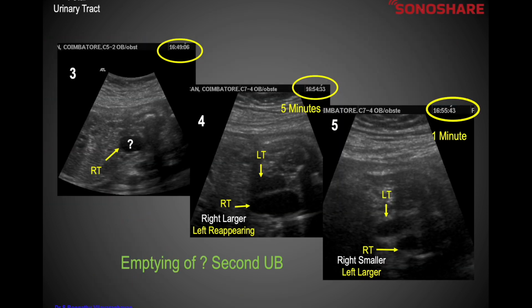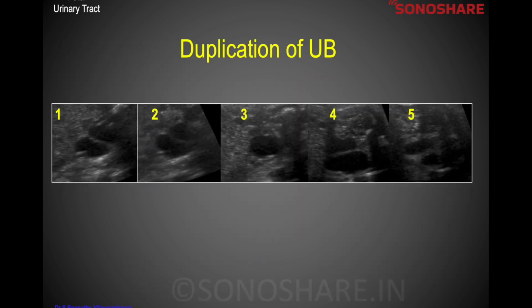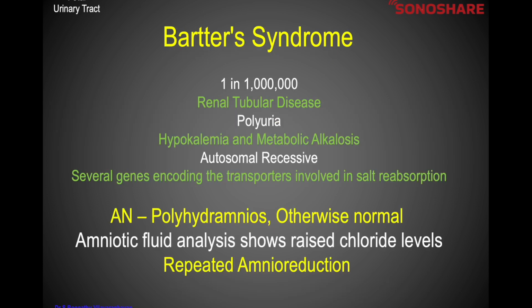But it is a urinary bladder. So a second urinary bladder. So that is the feature of duplication of the urinary bladder. But what is interesting is there is independent emptying of the bladders, and it is amenable to genetic diagnosis in that case. So what is the management? Repeated amnioreduction helps in solving.